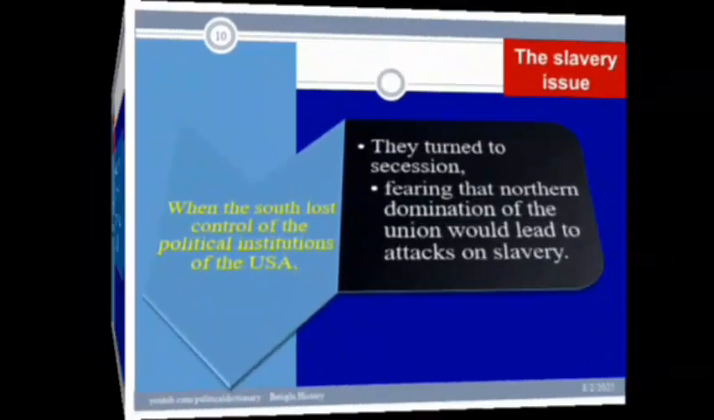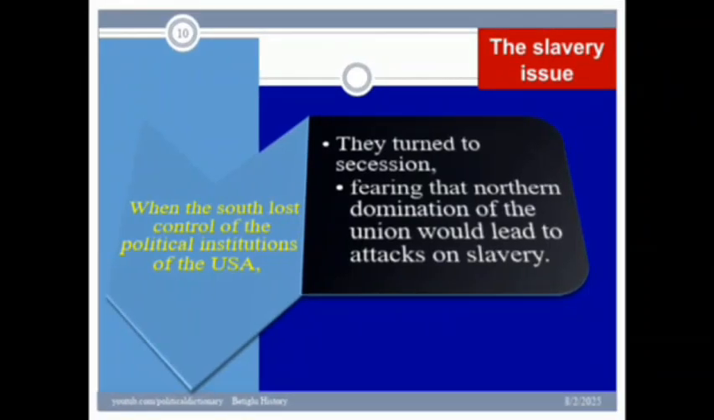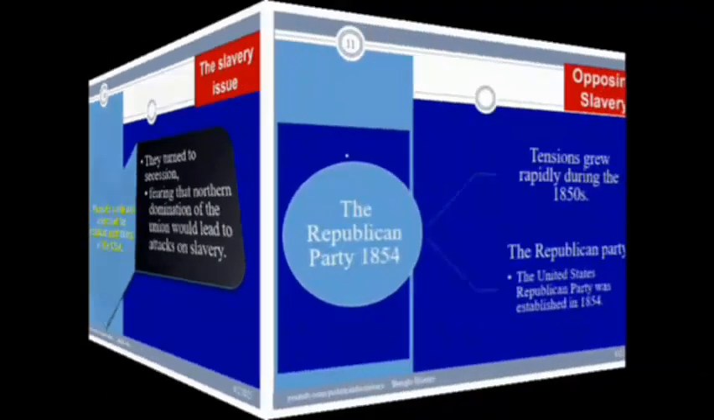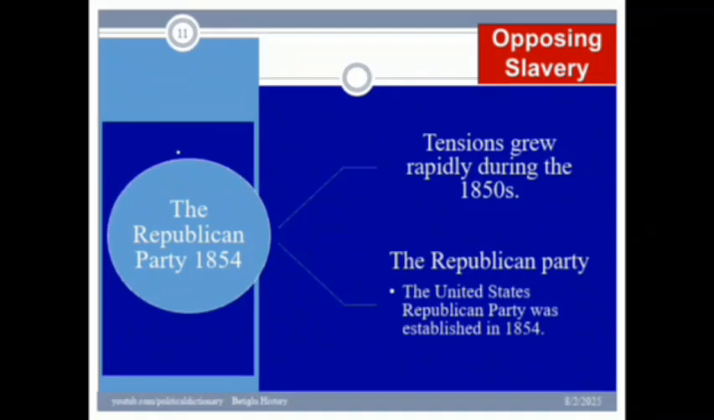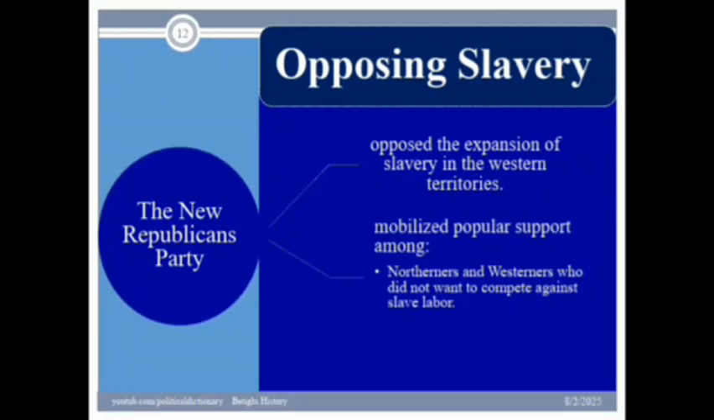Tensions grew rapidly during the 1850s. The United States Republican Party was established in 1854. The new party opposed the expansion of slavery in the Western territories. The Republicans mobilized popular support among Northerners and Westerners who did not want to compete against slave labor.